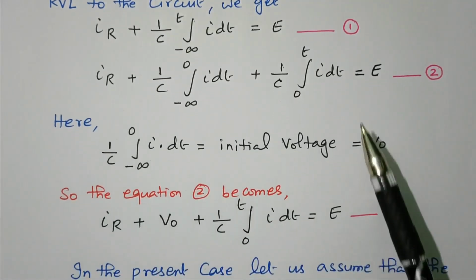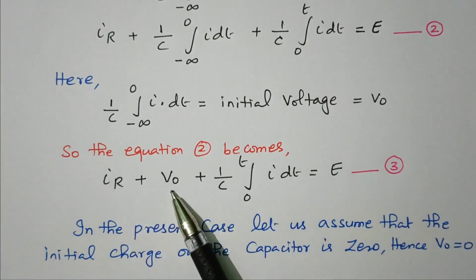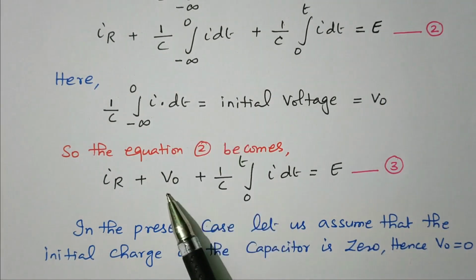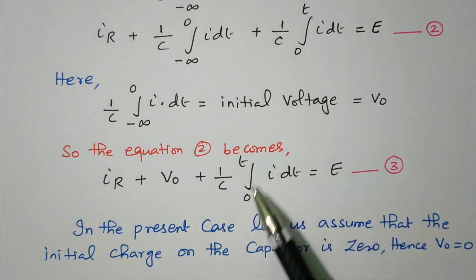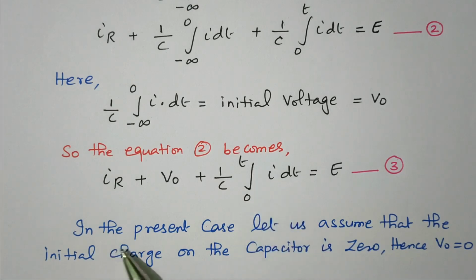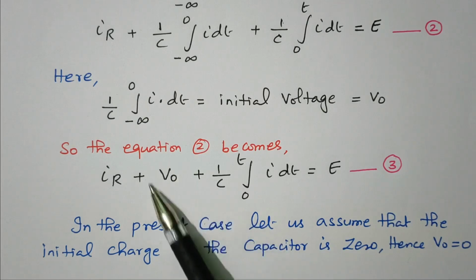So that voltage is V0. We can write this as equation number 3. The equation can be written as IR plus V0 plus 1 by C integral 0 to t I dt, that is equal to E. This V0 is the initial voltage. 0 to t means after closing the switch. In the present case, let us assume that the initial charge on the capacitor is 0. Hence V0 equal to 0. Earlier we assumed that the initial charge is Q0. Now at present we are assuming that there is no initial charge. So V0 is 0, so we can modify this equation.